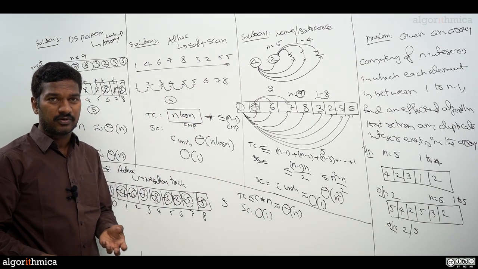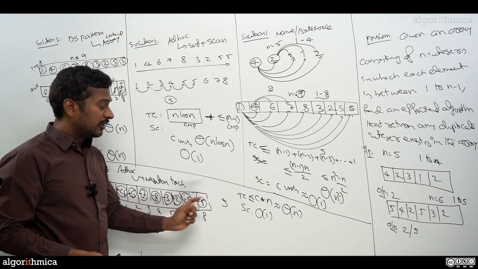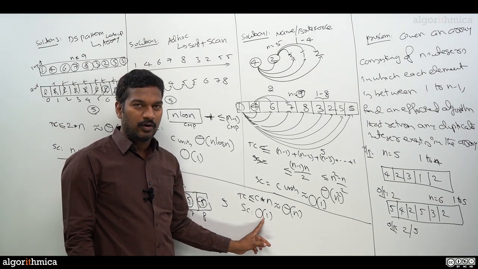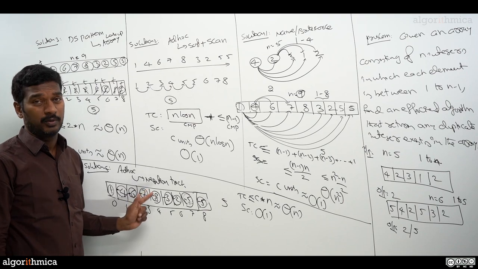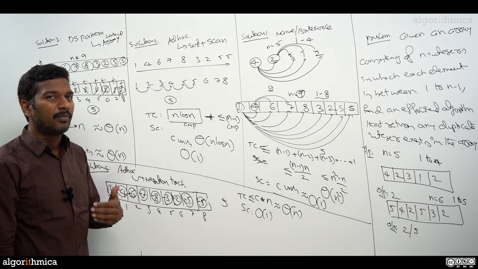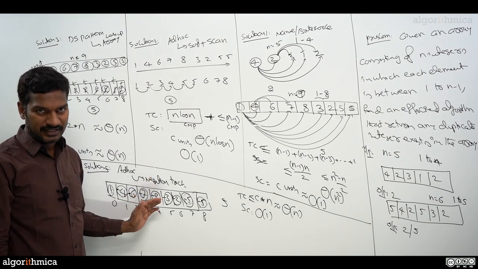Few variables are enough, so C is constant units anyway. That's where theta of N time and space of O(1) is going to be. But the only issue here to really make this possible in practice is that the array should be mutable, which means we need to allow the array to get modified. If the array cannot be mutated, then this solution doesn't make any sense.